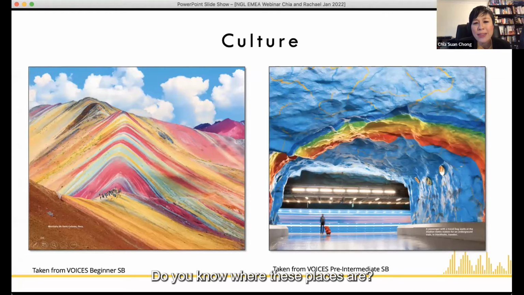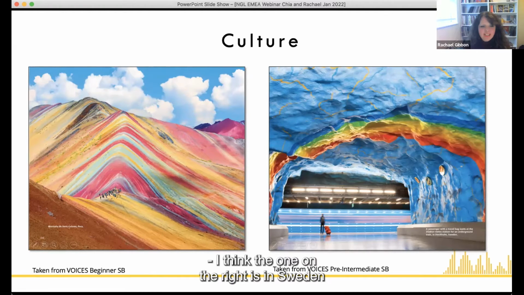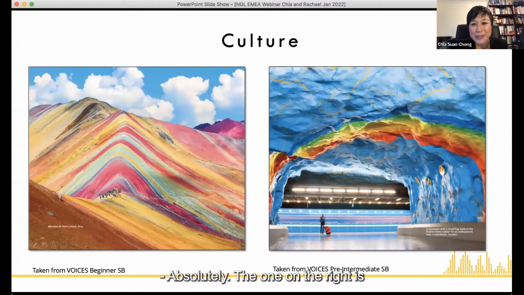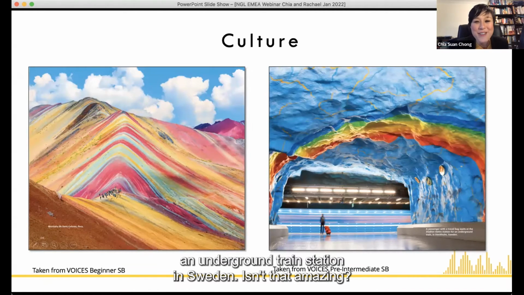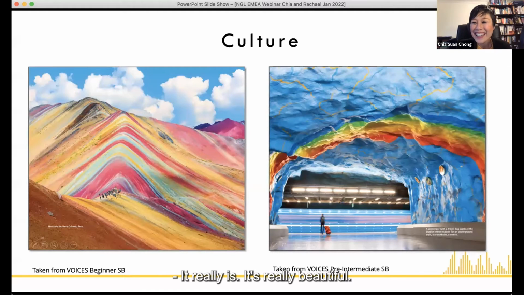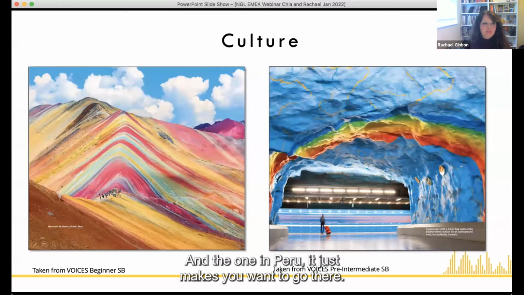Do you know where these places are? I think Rachel knows where they are. I think the one on the right is in Sweden and the one on the left is Peru. Absolutely. The one on the right is an underground train station in Sweden. Isn't that amazing? It really is. It's really beautiful. And the one in Peru, it just makes you want to go there. It makes you want to travel again.